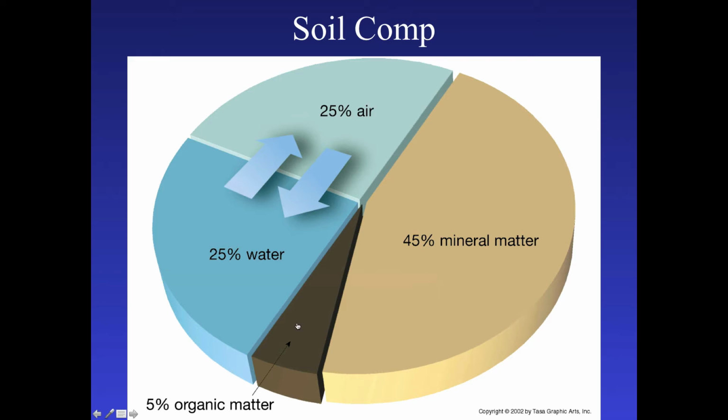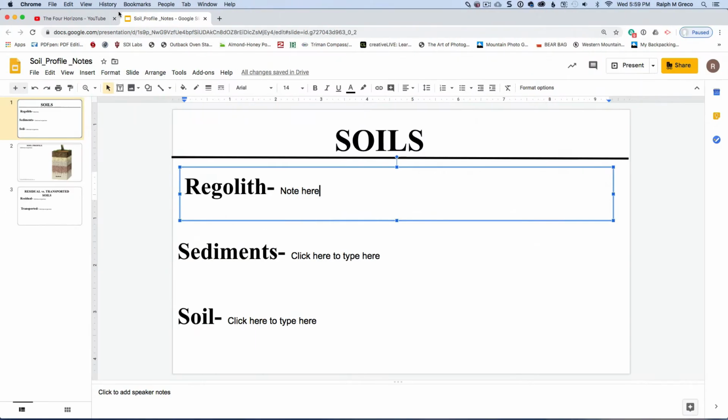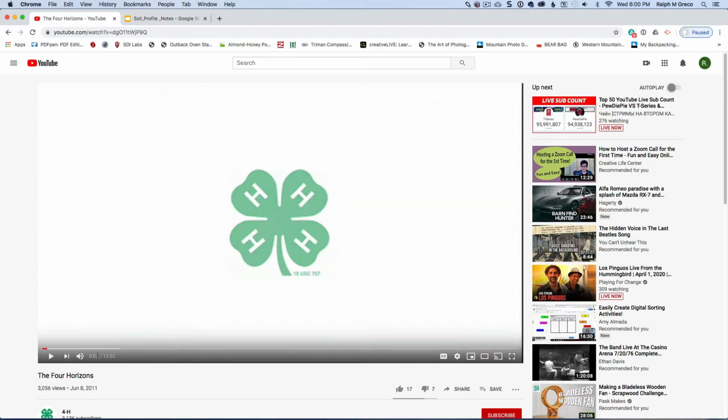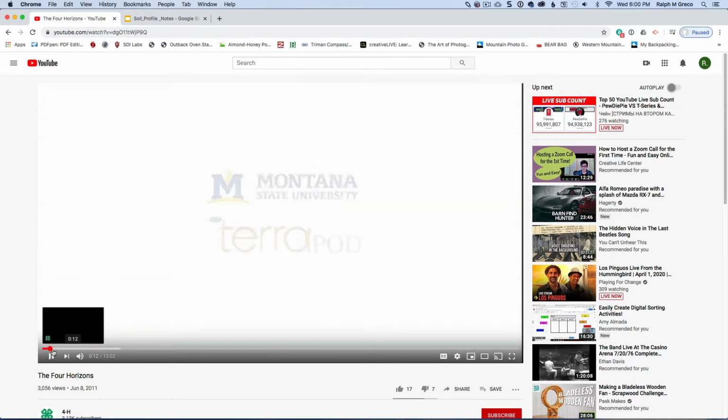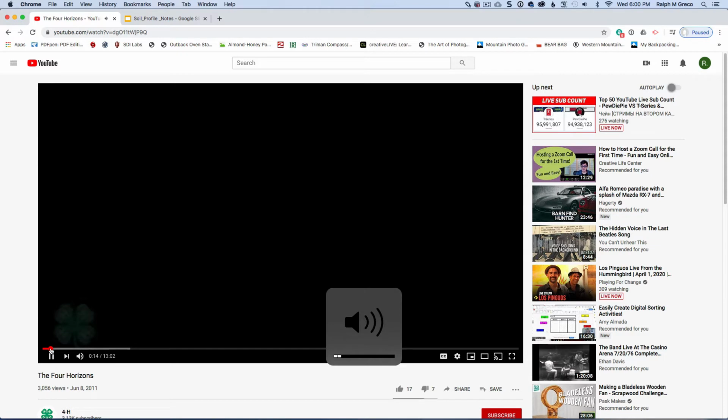Okay, so the layers are put together, and there's a really interesting song here played for you. It's called The Four Soil Horizons. I know you missed the songs, so let's take a look at the Four Soil Horizons. Let's go back a little louder back here. Here you go.